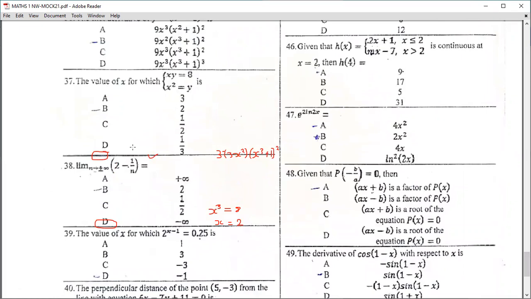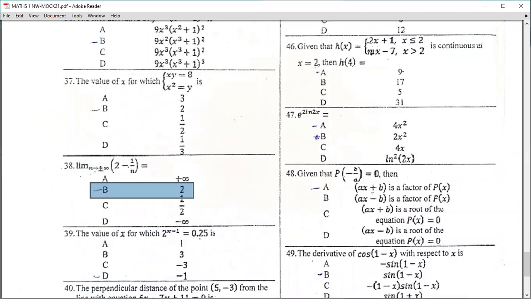Question 38. The limit of 2 minus 1 over n as n tends to plus or minus infinity is equal to, so as n tends to infinity, we'll have 1 over infinity is 0, 2 minus 0 is 2. So the limit is B.